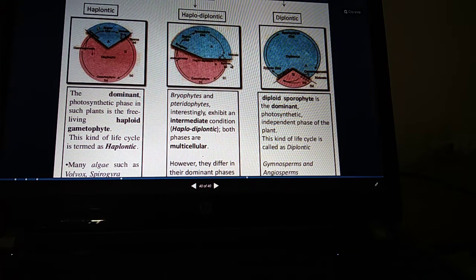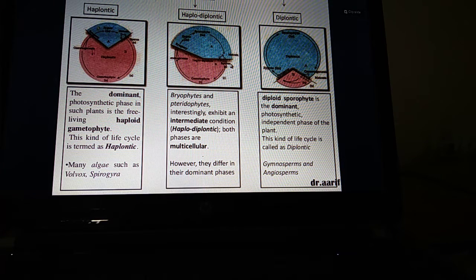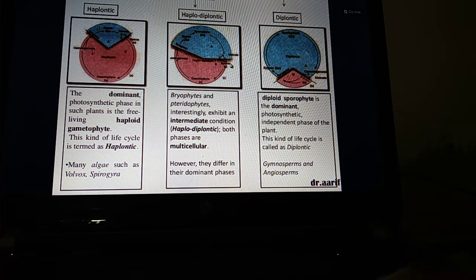Now we come to the haplodiplontic. Just from the name we think that both are important. Bryophytes and pteridophytes have this life cycle, or you can say this is intermediate of these two. However, if we see the main body of bryophytes, that is a gametophyte, the thallus structure we studied, and if we see the main body of pteridophytes, that is a sporophyte, it is diploid. But here both the phases are important.